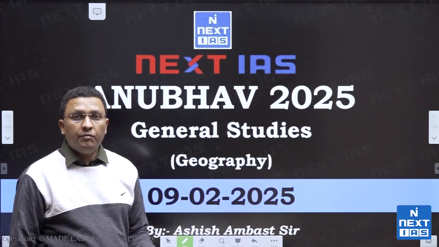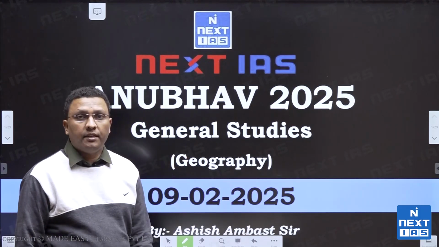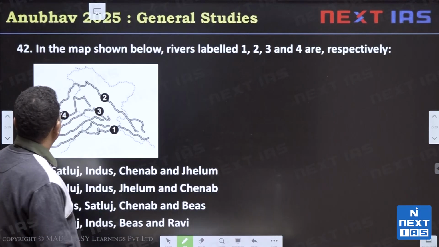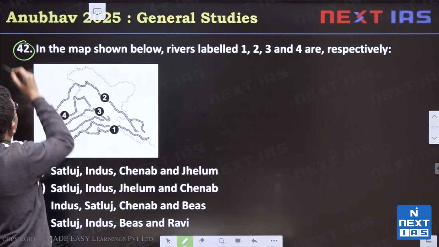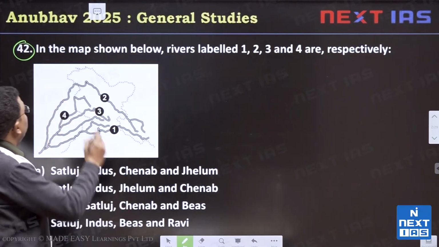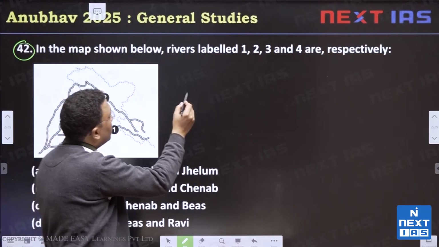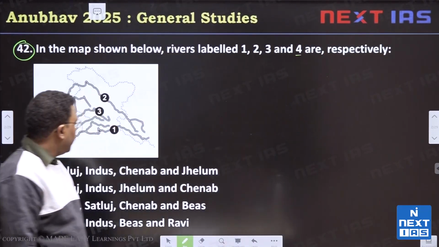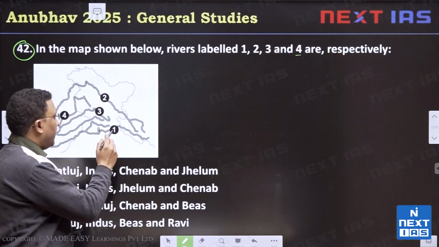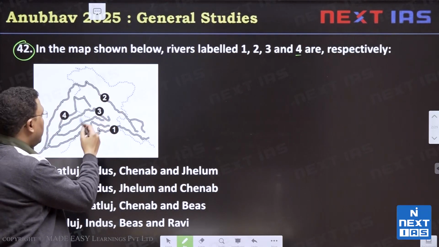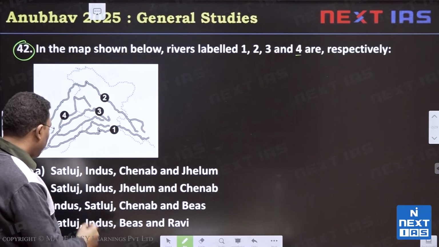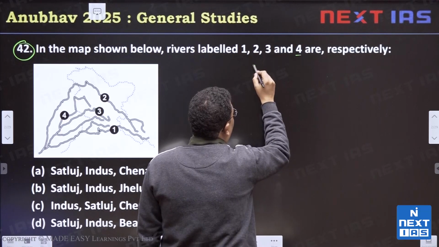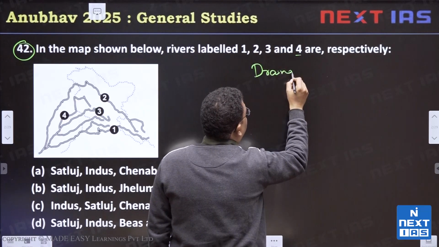In this section, we will be discussing the geography questions of the test. So let's start with the first question, that is question 42. It says, in the map shown below, rivers labeled 1, 2, 3 and 4 are respectively. So basically a map is given and some rivers are shown on that map and we have to identify those rivers. First of all, this is a question from the topic drainage system of India.